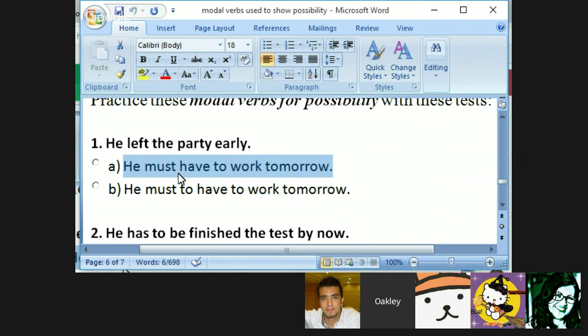What we have here is must to show probability or possibility. You're 100% sure. And then have to, which is also a modal, but here it's used to show obligation. He has an obligation to work tomorrow. This is possible.